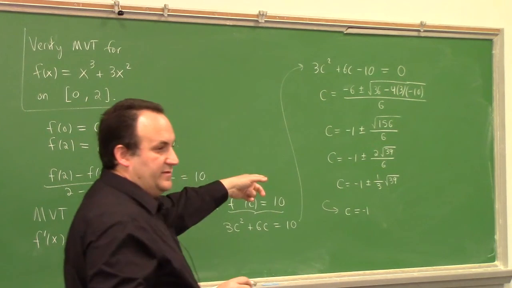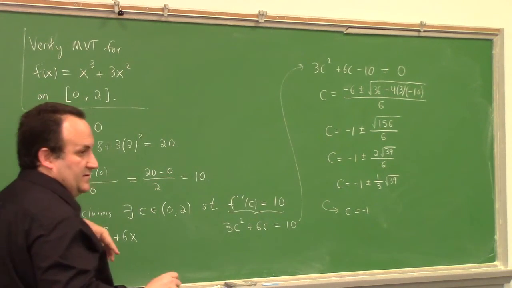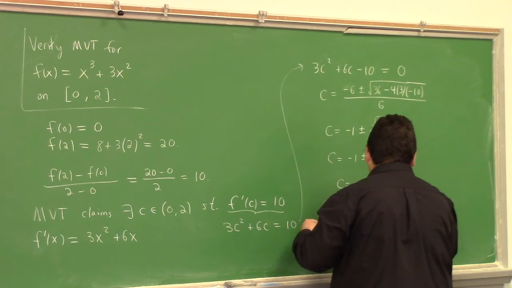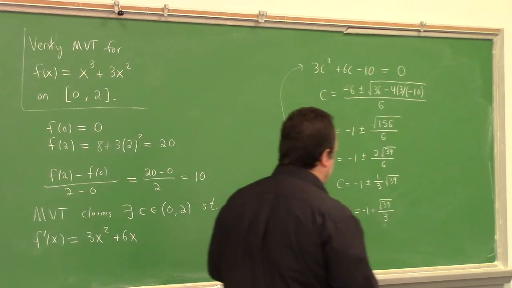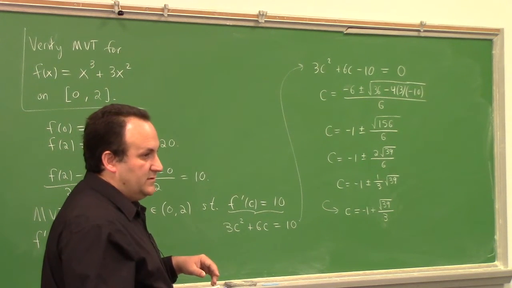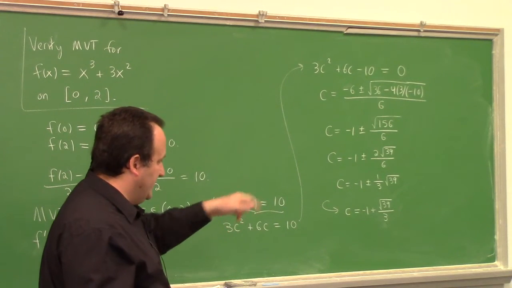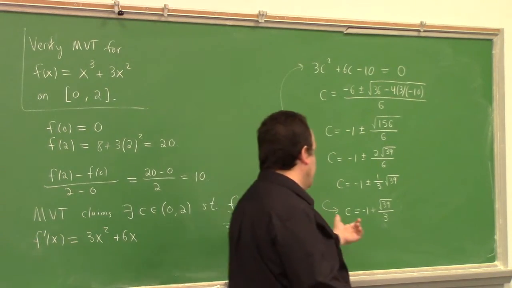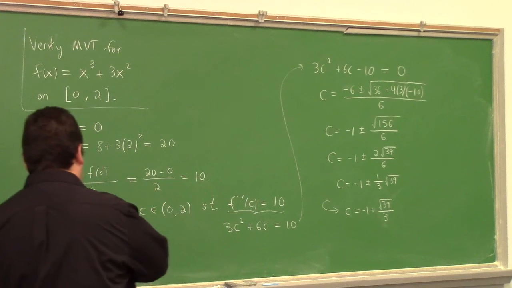If we choose the minus one, it's negative, right? That's definitely out. So I think we better choose the plus. So this number right here, minus 1 plus the square root of 39 over 3. The square root of 39 is a little bit bigger than 6, right? 6 divided by 3 is 2, but that's a little bit bigger than 2. So minus 1 plus that, c is about 1.